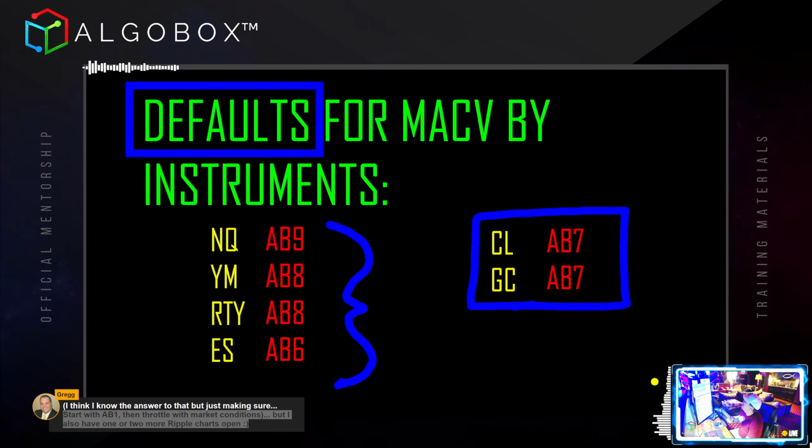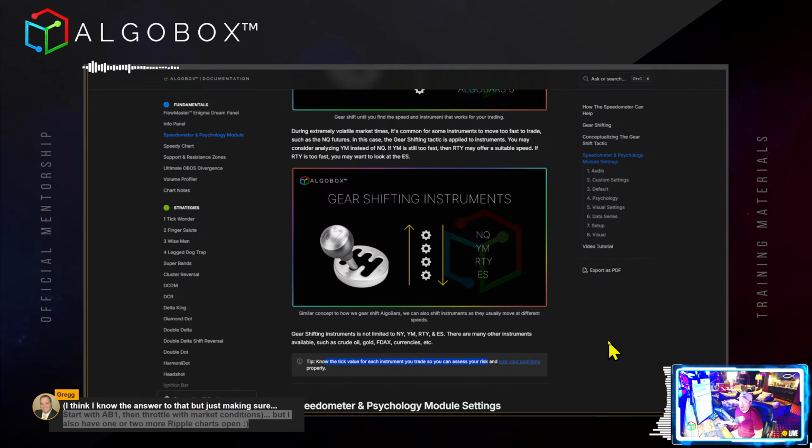There it is. That's what I was looking for earlier, Greg. Thank you. MACV AlgoBars is really 6, 7, and 8. Yeah, that does need to be updated. NQ on 8 is, I've just learned, too small. Got to go to 9s on that one. 7's not bad on YM and RTY.